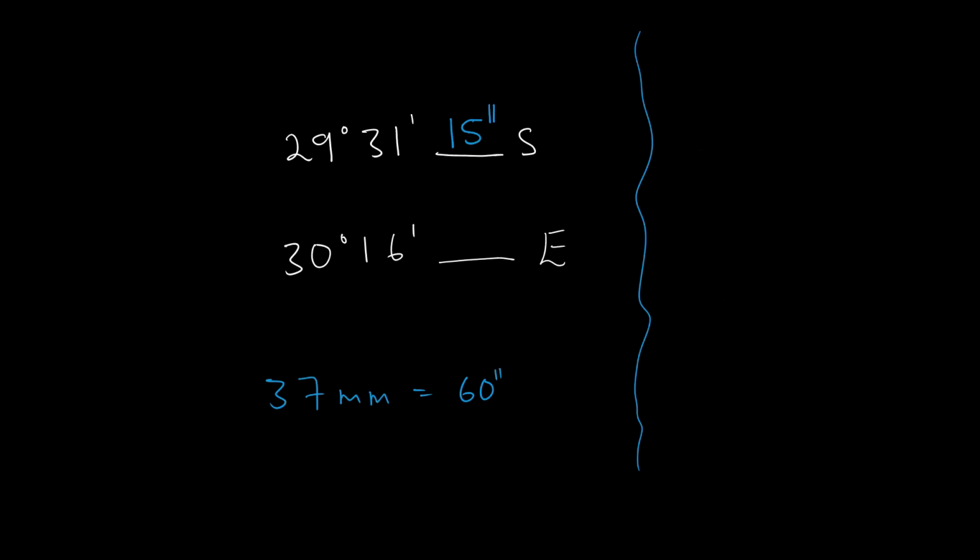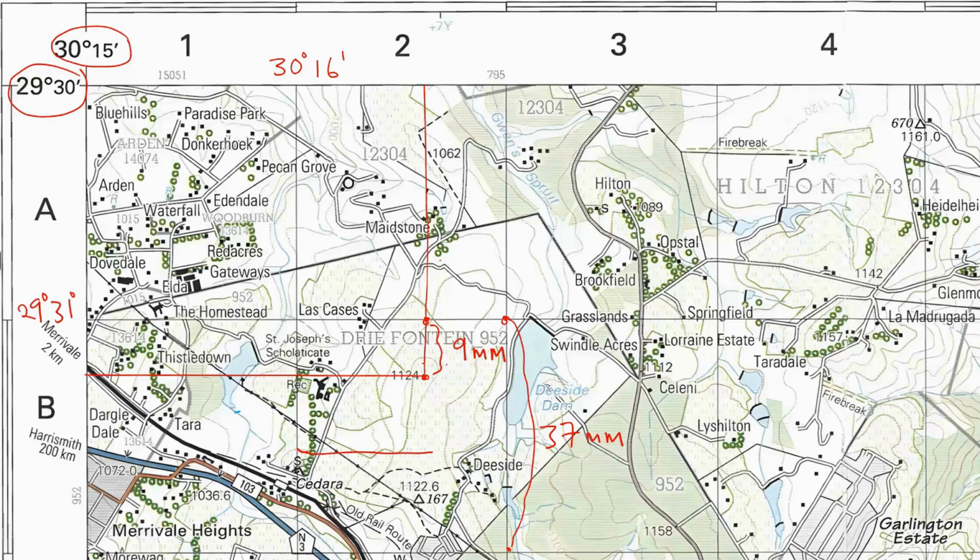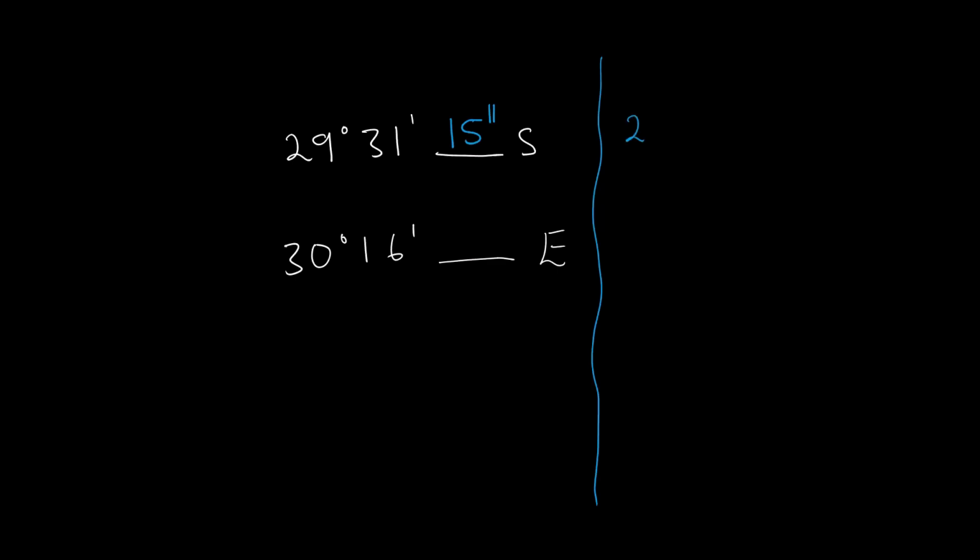Now let's calculate the longitude. Again, we begin by measuring the whole block. When I measure it, I get 33 millimeters. Remember, this entire distance represents 60 seconds. Next, measure from the longitude line to the spot height. I get 21 millimeters.